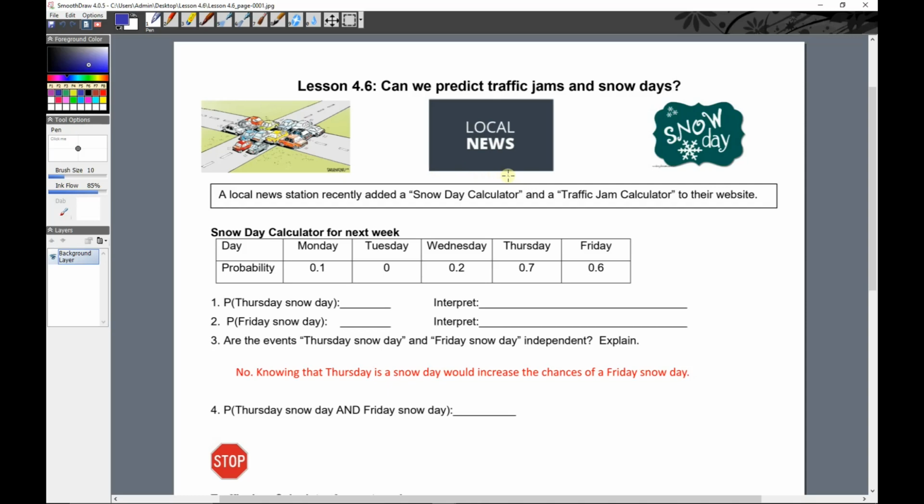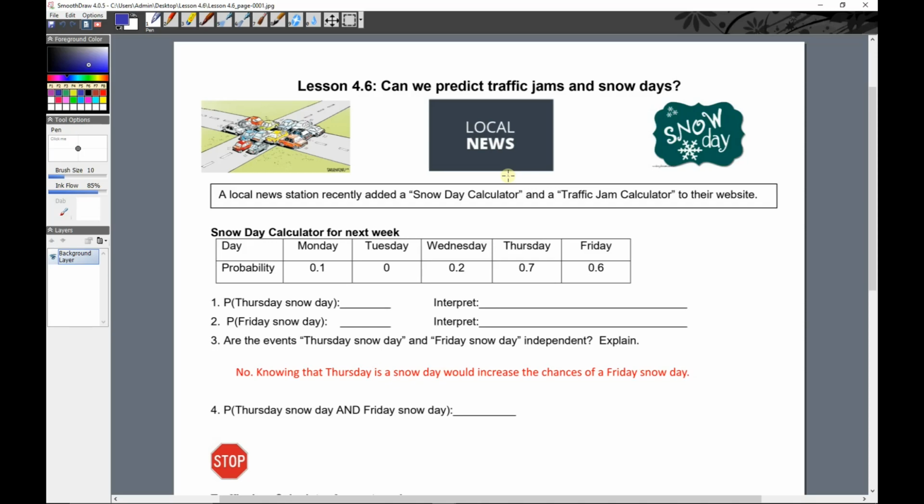And we're on to lesson 4.6, which is going to be your multiplication rule for independent events and the at least one rule. We didn't really do an activity today. There's just sort of a thought project going on here. A local news station recently added a snow day calculator and a traffic jam calculator to their website, and they've got some probabilities. We're starting out with the snow day calculator.